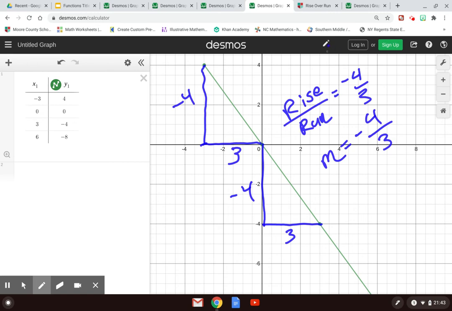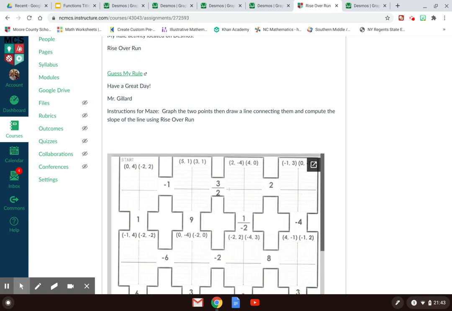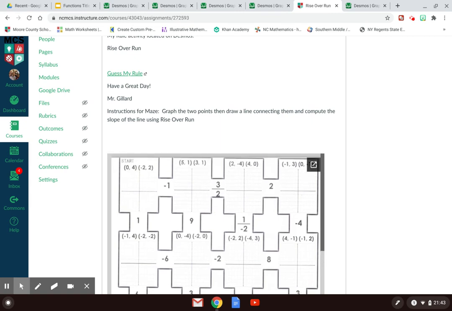All right, so what I've got for you today is another maze you can do since we are having an amazing week in math. Get it? We had a maze yesterday and a maze today. So this is an amazing week in math. Okay, so here's your instructions for the maze. Graph the 2 points, then draw a line connecting them and compute the slope of the line using rise over run. So there's a few ways you can do this.